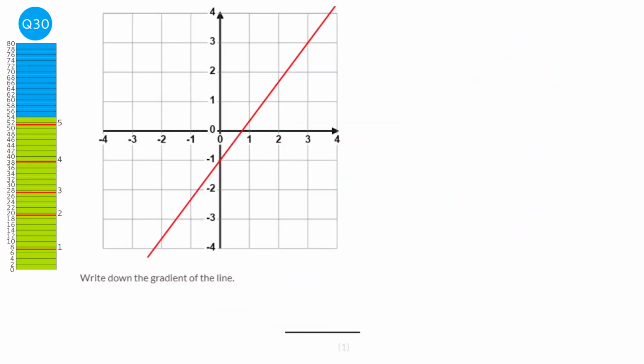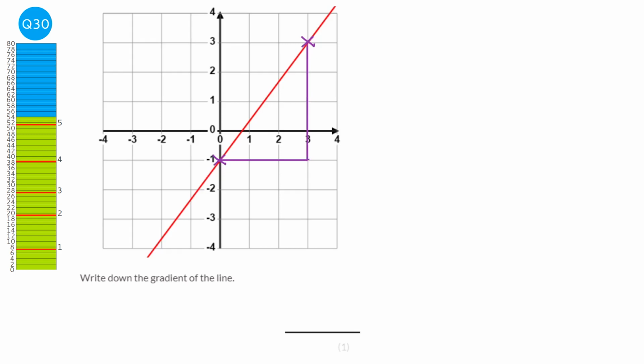To find the gradient of a line, we need to find two coordinates that we know. So I've got this coordinate here and this coordinate here. Now I don't really know what this coordinate is, that's why I've not picked one. You need to pick coordinates you know. And what we do is we just draw a right angled triangle between them. Try and get this nice, there we are.